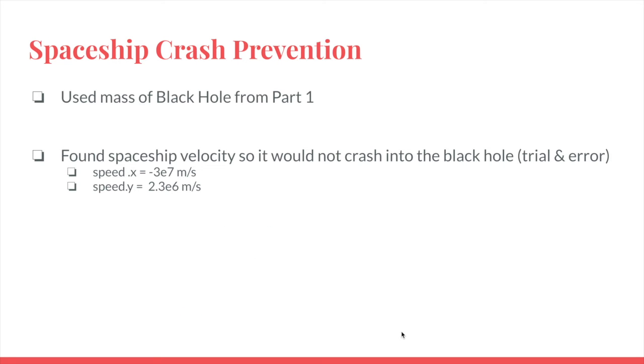Part 2 of the lab, which is spaceship crash prevention. So one important thing to note is that we use the mass of the black hole from part 1 to compute these calculations, and then I also tweaked the spaceship velocity through trial and error so it wouldn't crash into the black hole, and the values I used are up here on the screen.